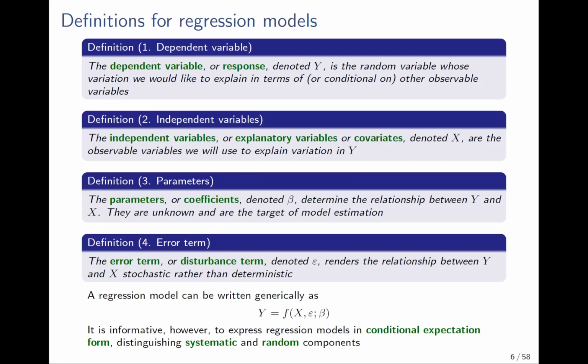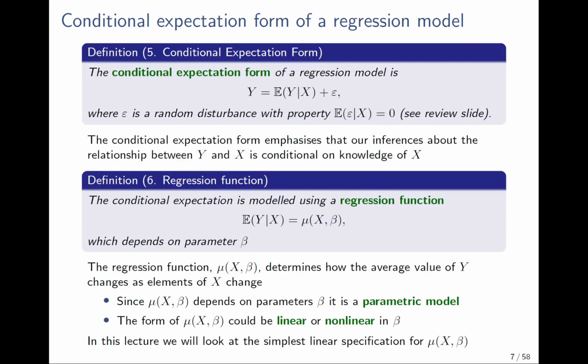But it's informative to express regression models in conditional expectation form, because this allows us to distinguish a systematic component in the model from the random component. So in conditional expectation form, the regression model is written like this: y is equal to the expectation of y given x, that is our model, the systematic part of the model, plus an error term, the random part of the model. So we're splitting the regression model into two parts: a systematic part that we're going to try and build a model for, and the random part, where we're going to make some assumptions about the error term.